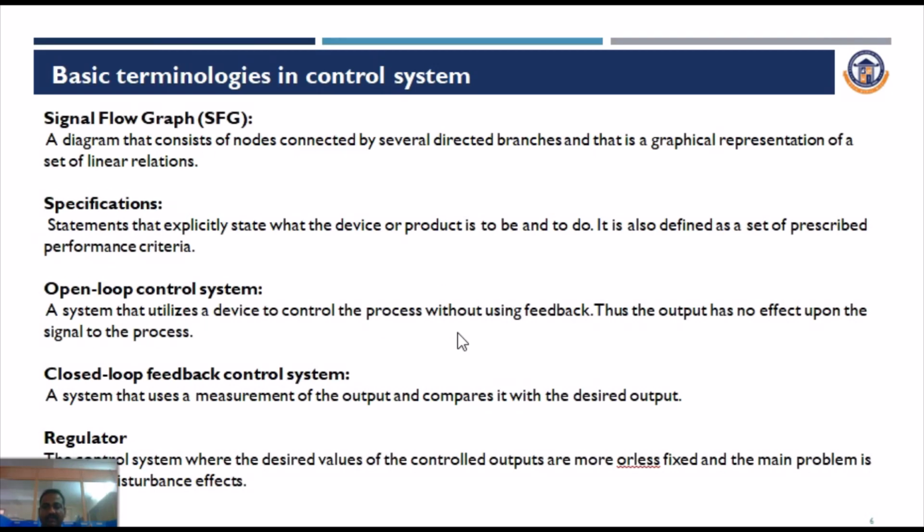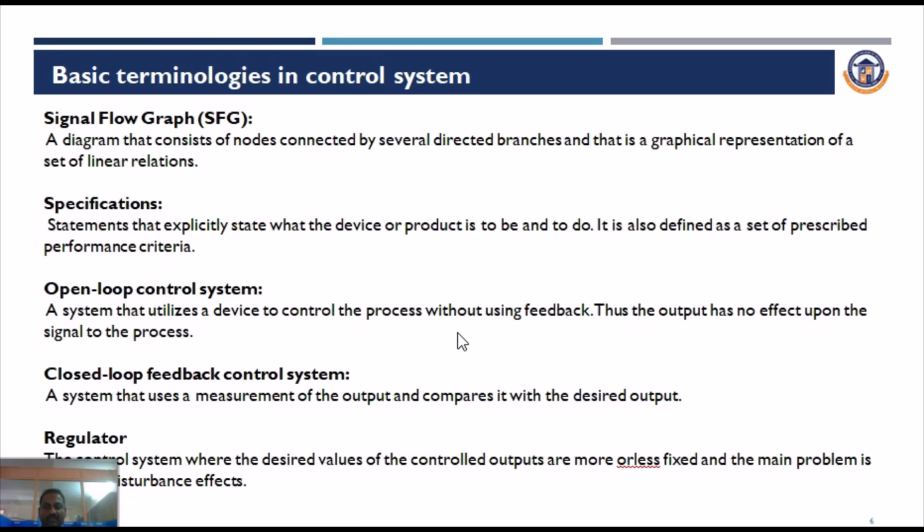So next is signal flow graph, a diagram that consists of nodes connected by several directed branches, that is a graphical representation of a set of linear relations. Specifications, statements that explicitly state what the device or product is to do. It is defined as a set of prescribed performance criteria.